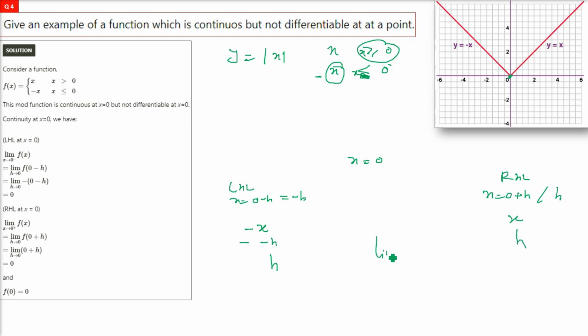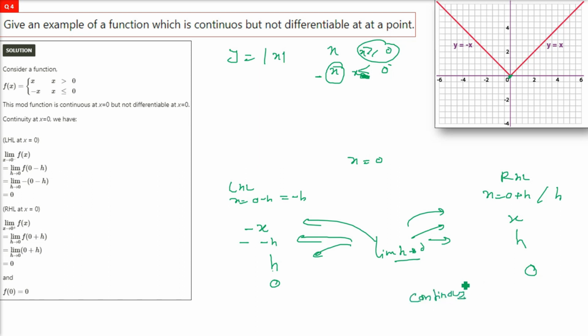So limit h tends to 0 of h, and limit h tends to 0 of h. So you have h here and h here. Limit h tends to 0, so you get a 0 here and you get a 0 here. So it is continuous. This modulus function is continuous.